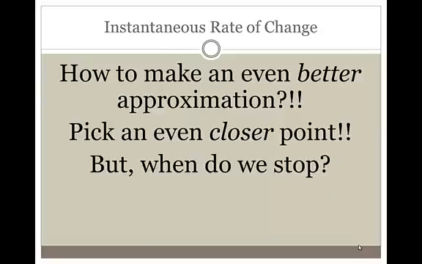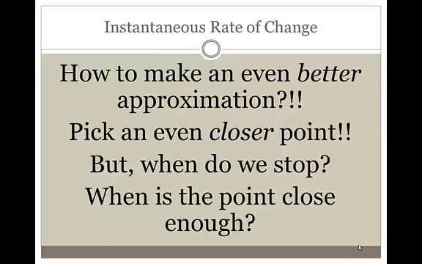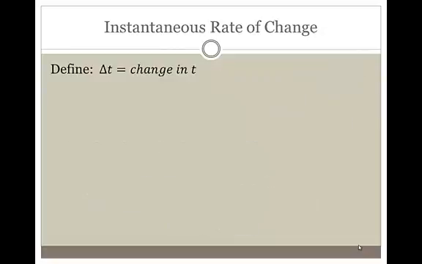But when do we stop? We can always find a closer point. So when is the point close enough? Let's be more methodical about what we're doing. Define delta t as the change in t. So we've been approximating v of 0 as our change in position over change in time. To find change in position, we need to know our position at 0 plus delta t, our ending position, minus the position at s of 0, our starting position, and take their difference.